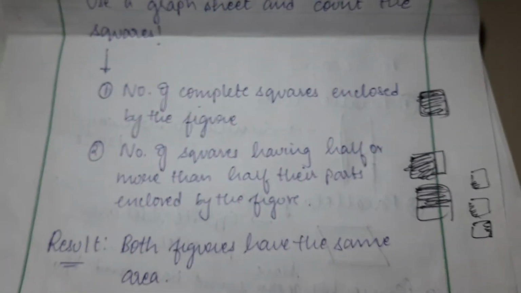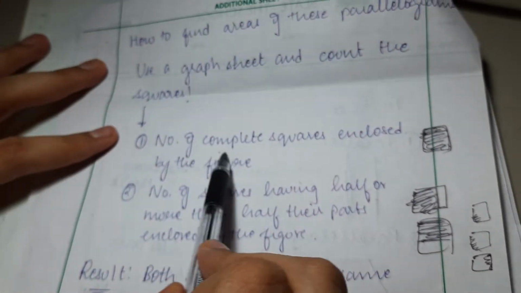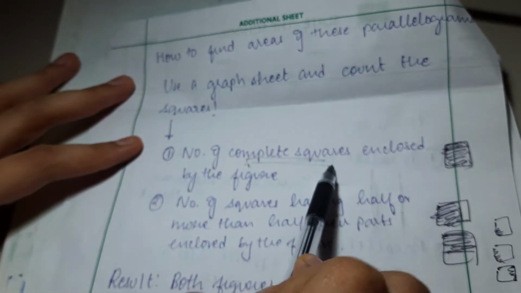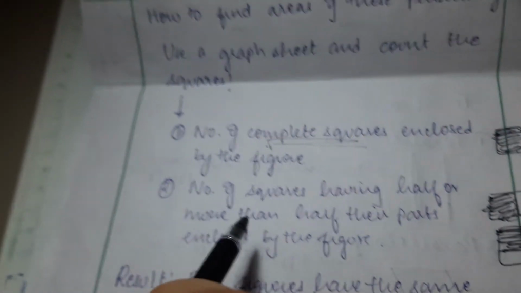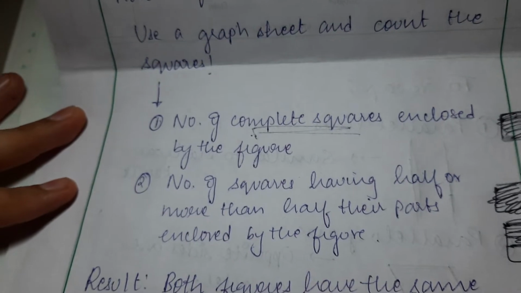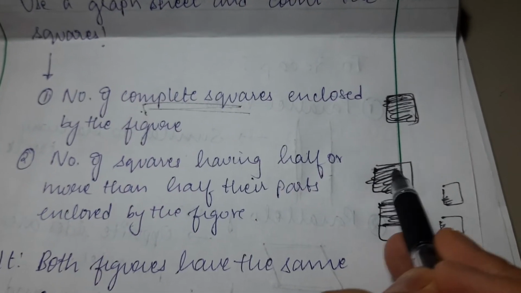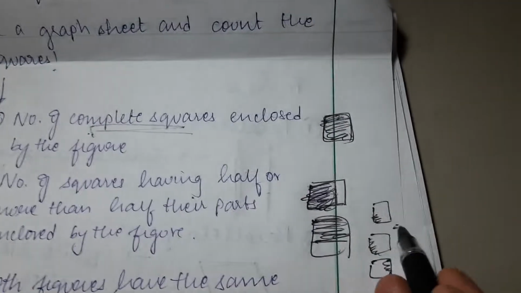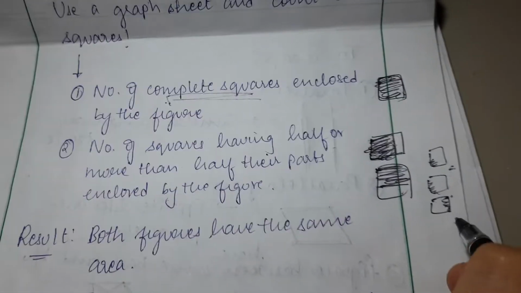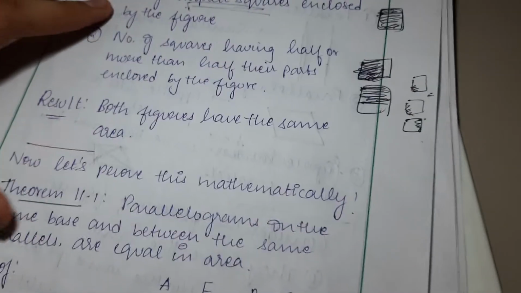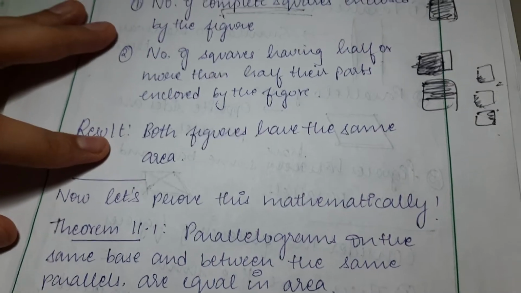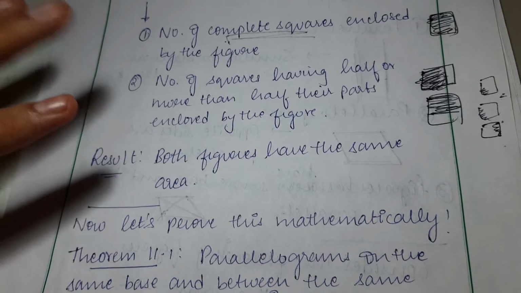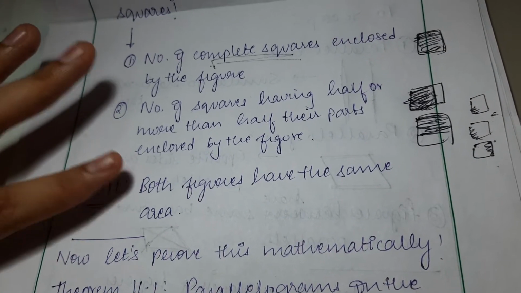Like you ignore these kinds of squares, and you only calculate those squares which are completely filled, and those squares which have at least half or more than half filled. Okay, now you ignore those which are less than half. Now the summation of the squares that you have, which are full and greater than half, is the area of the figure.